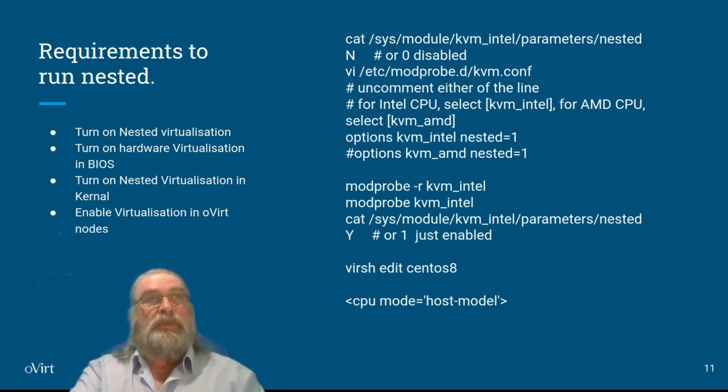So to run a nested environment, we need to turn on the features to create a nested virtualization system. We need to turn on hardware virtualization in the BIOS. We also need nested virtualization to be turned on in the kernel. And also, in our case, because we're going to be deploying oVirt nodes or hosts, we need to enable virtualization on the nodes.